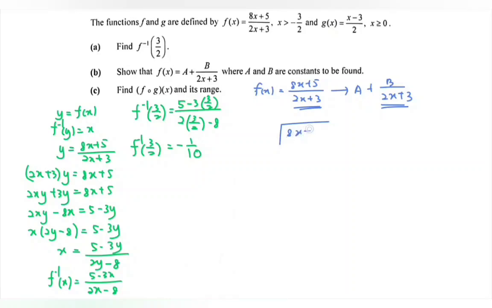So we have 8x + 5, with 2x + 3 as the divisor. Multiply by 4, so we have 8x + 12. So 5 minus 12 and we have -7. Rewriting the situation, we have 4 - 7/(2x + 3). So we can compare, and A will be equal to 4, B will be equal to -7.